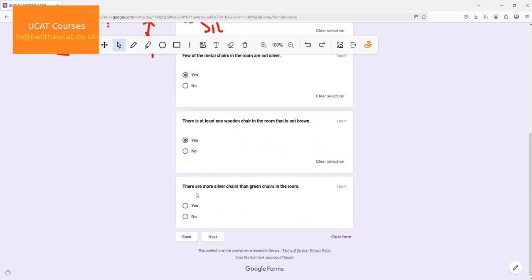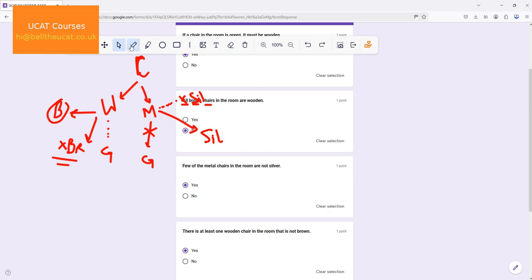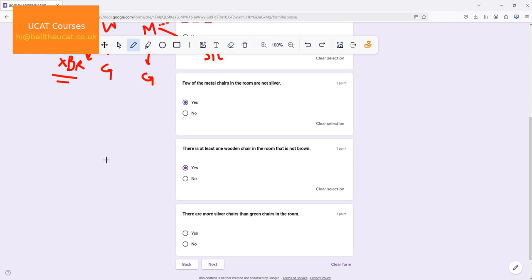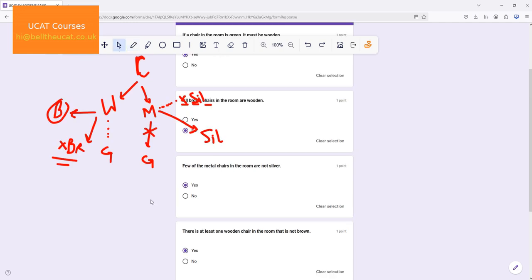Ready? There are more silver chairs than green chairs in the room. Oh, there's no quantity. He's trying to quantify it. Again, if you see here, I don't know how much proportion is there. There are more silver chairs than green chairs. I have no clue whatsoever. Nope, quantifying it because I don't know the ratio, proportion, numbers. Big fat no. That was easy.